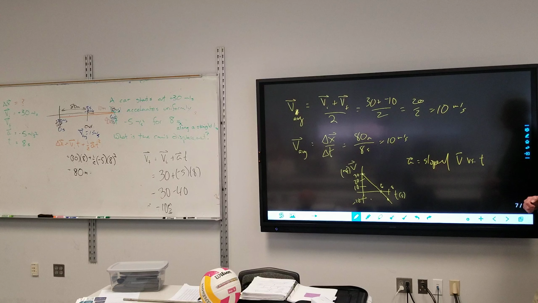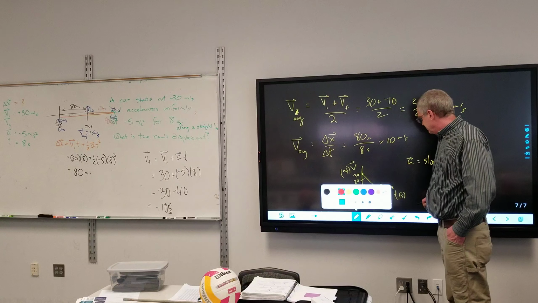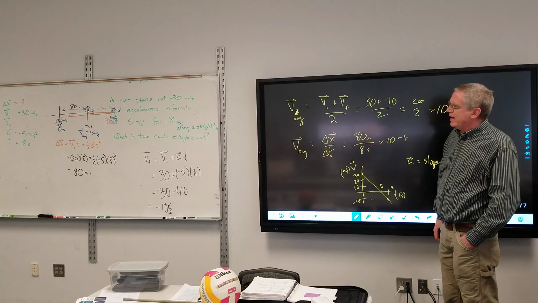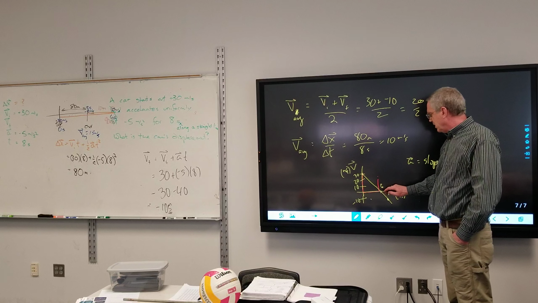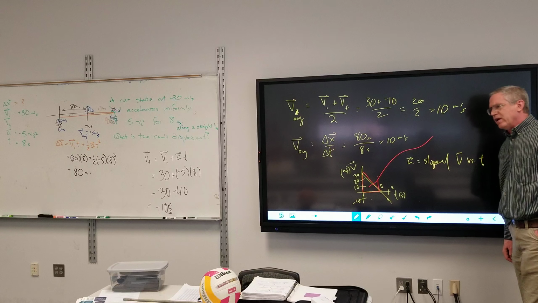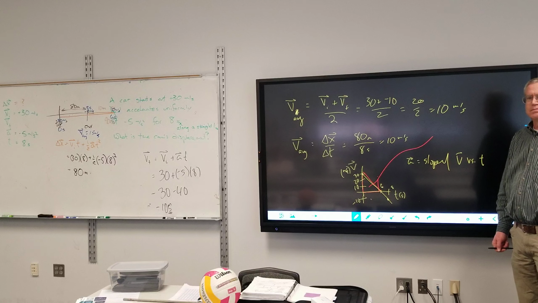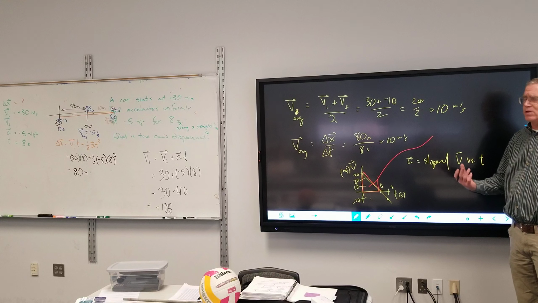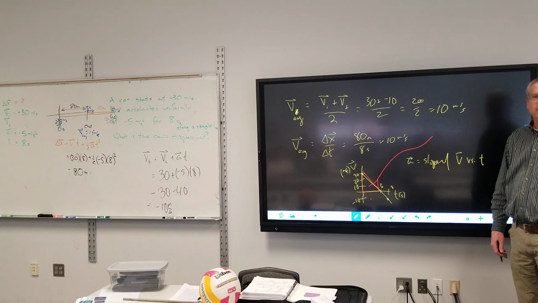Displacement, though. I should be able to get displacement off of this. Well, if I want to know how far I actually traveled in the positive direction, well, let's just take a look at that right triangle right there. What is the area of a triangle? Flashing back to geometry or elementary, I don't know when you do that stuff. It's been too long for me. Area of a triangle.